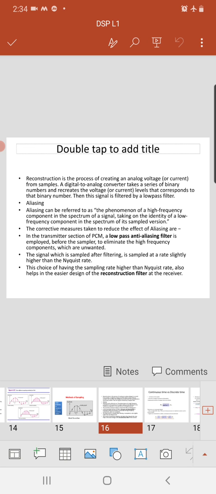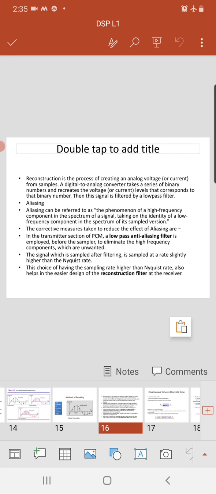Now the reconstruction. What is reconstruction? It is nothing but getting the original signal without any loss. So reconstruction is the process of creating an analog voltage or current, or the analog signal, from the samples. A digital to analog converter takes a series of binary numbers and recreates the voltage or current levels that correspond to the binary numbers. Then this signal is filtered by a low pass filter. So reconstruction is a process of creating again an analog signal from the samples.